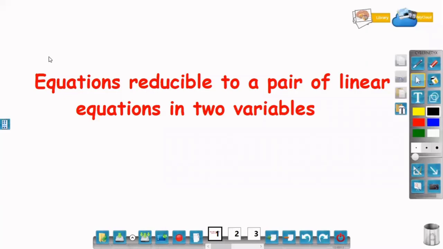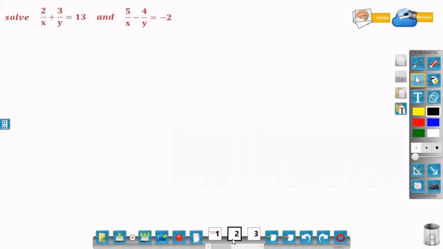Dear students, let us learn about equations reducible to a pair of linear equations in two variables. Take an example. Solve 2 by x plus 3 by y is equal to 13 and 5 by x minus 4 by y is equal to minus 2. Observe the equations carefully. Here we have variables in the denominator.